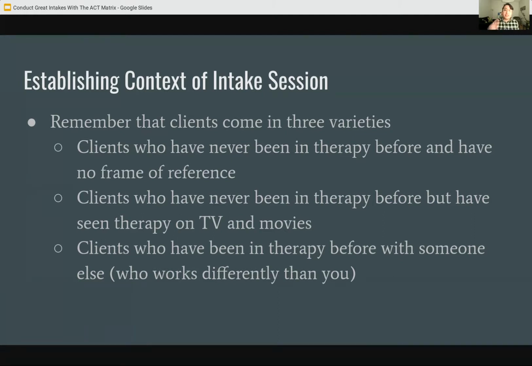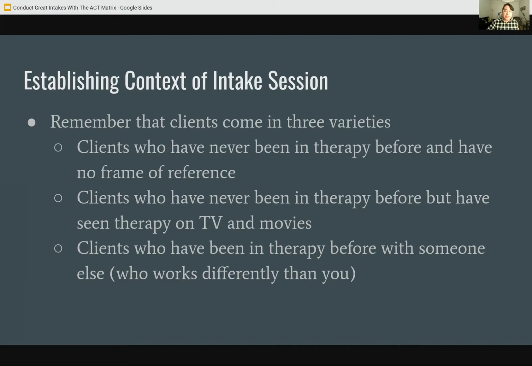So any of these 3 clients is not going to walk into your room knowing what to expect. It is our job as clinicians to help clients know what to expect from us and what to expect from the therapeutic encounter. To do this, I've created a spiel or several spiels that I use with every client no matter what. And these spiels are always the same. I can say them in my sleep at this point. And each of these spiels is designed to preview what's about to happen.